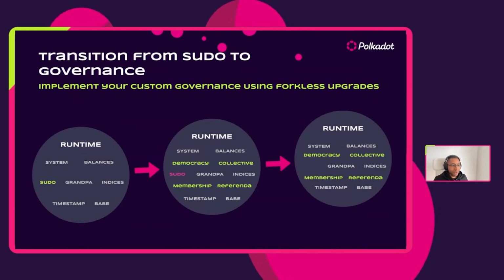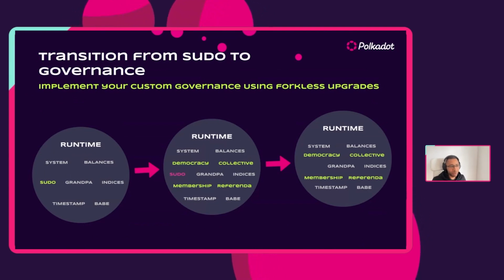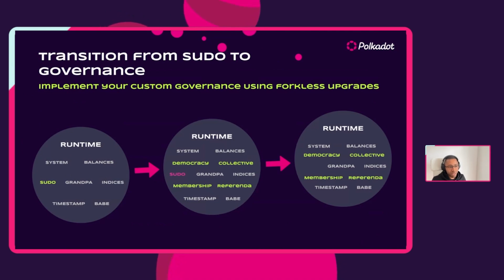So after the parachain has launched and is running, it's time to think about the transition from sudo to governance. But what is sudo? Sudo is a program for Unix-like computer operating systems that allows users to run programs with the security privileges of another user, the superuser by default. So having the sudo pallet in your runtime enables you to elevate privileges like a superuser. With sudo, you can execute privileged functions, functions that specifically require the root origin.